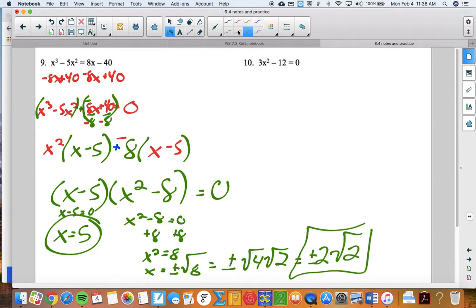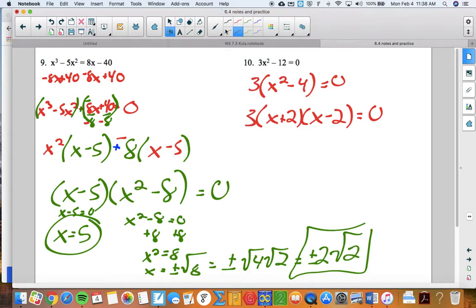Last but not least, we can factor out a 3 here, so we're left with x squared minus 4 equals 0. Now try to factor what's left in the parentheses further. I have 2 terms there. So I'm thinking difference of squares or difference of cubes. These are both square rootable. The square root of x squared is x. The square root of 4 is 2. So difference of squares looks like this.